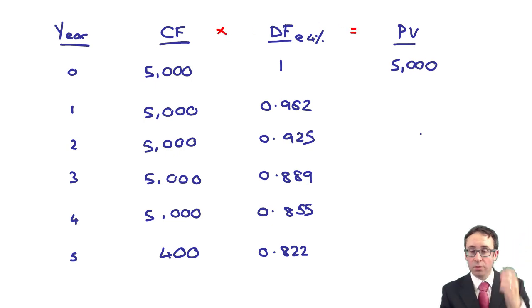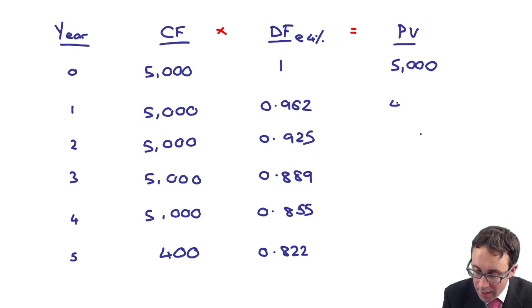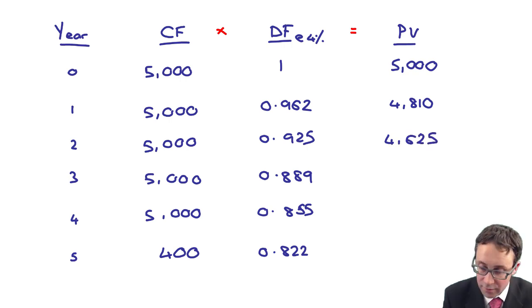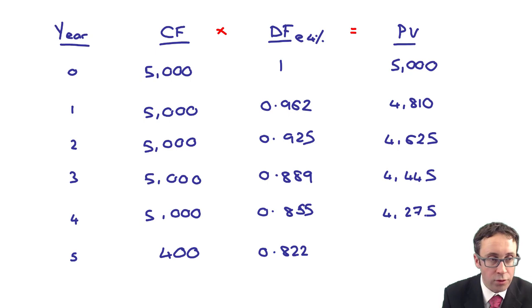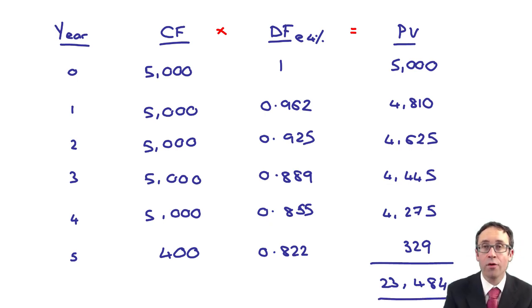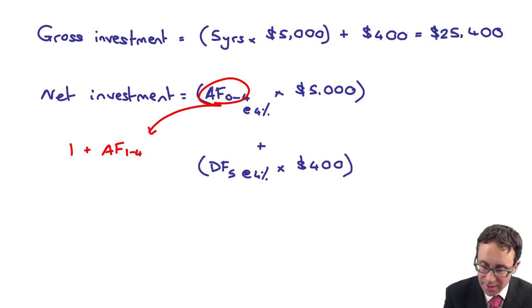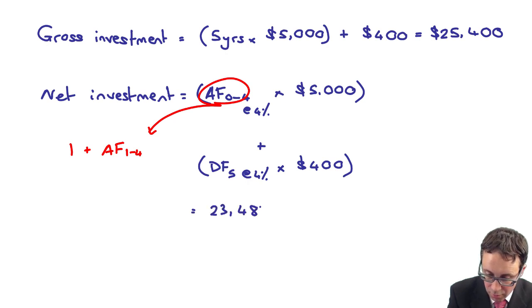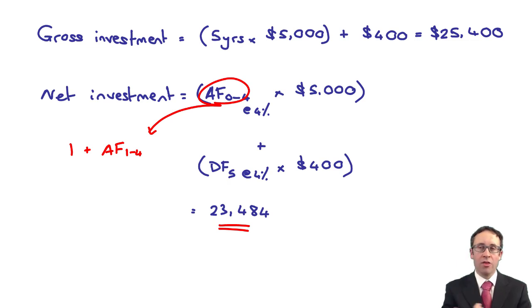To work out the present value, it's your cash flow multiplied by your discount factor. So again, that's 4810, 4625, 4445, 4275, and 329. When you total that up, it gives you 23484. The 23484 is the net investment in the lease. And it is at that value that you would record the receivable.